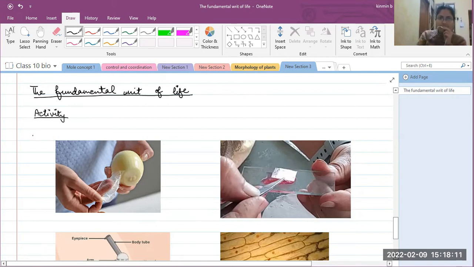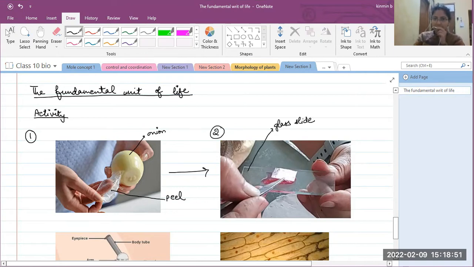The first step we do is take an onion. So what do we do? Take a peel of an onion. So this is the onion and here is its peel. Okay, we take the peel of an onion and what do we do? We prepare a slide. Now this is a glass slide here.